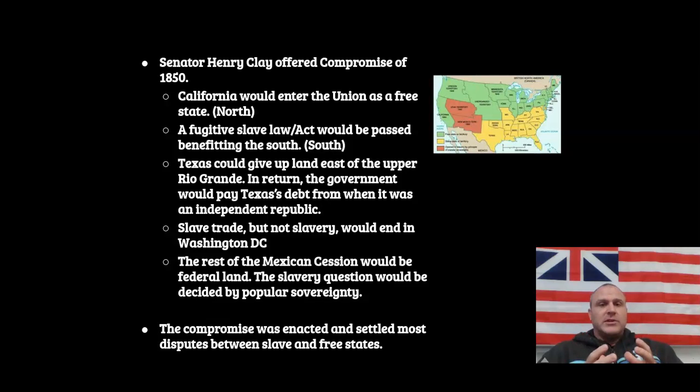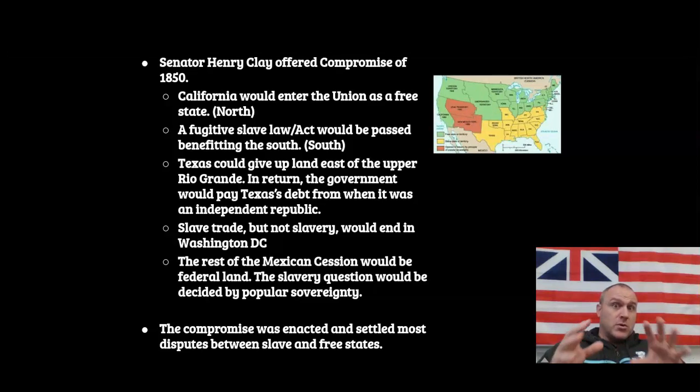Remember, our country has been born and has survived on compromises, and this is no different. This is called the Compromise of 1850, and it's allowing California to come in as a free state. Now, the North gets something and the South gets something. In a compromise, you have to give and you have to take. Each party has to get something in return. So the North has to give something and it can get something, and vice versa. The South has to give something and it can get something.